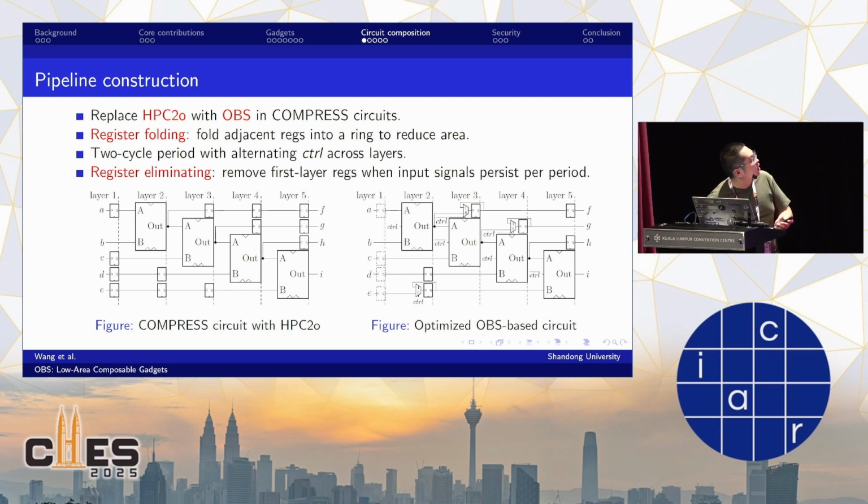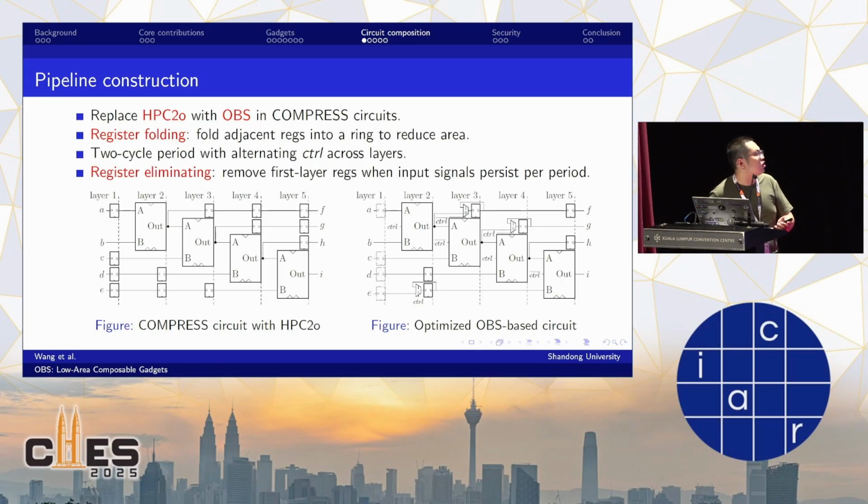Then we introduce two more optimization techniques, the first being register folding. We can fold some register chains like this into a ring circuit and save area. And the two-cycle period is alternated by the control signal across layers. In this layer we use the control, and in the next layer we use the not-control signals.